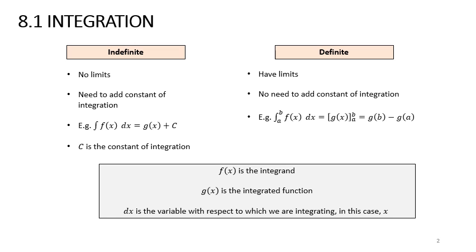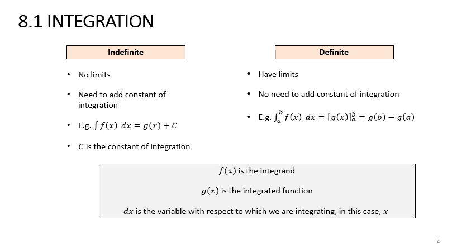So for that indefinite integration, there are no limits. So you don't put any limits to the integration. Thus, you need to add a constant of integration at the end of the integration. So in this case, for example, if you integrate the function f of x with respect to x, then you may get another function g of x plus c. So here c is the constant of integration.